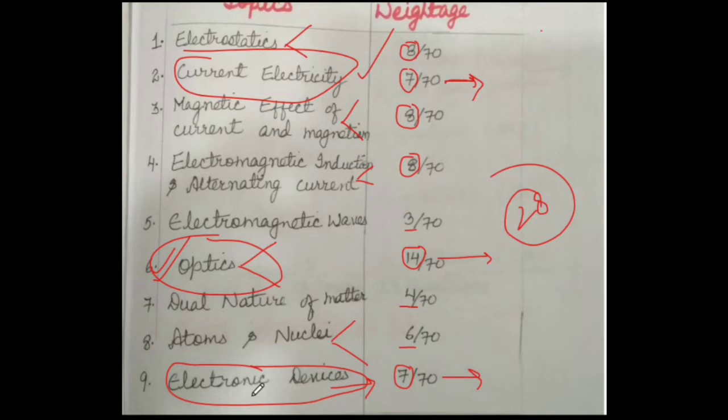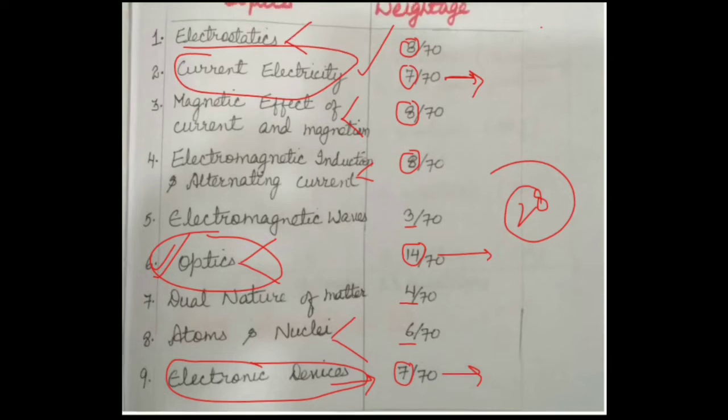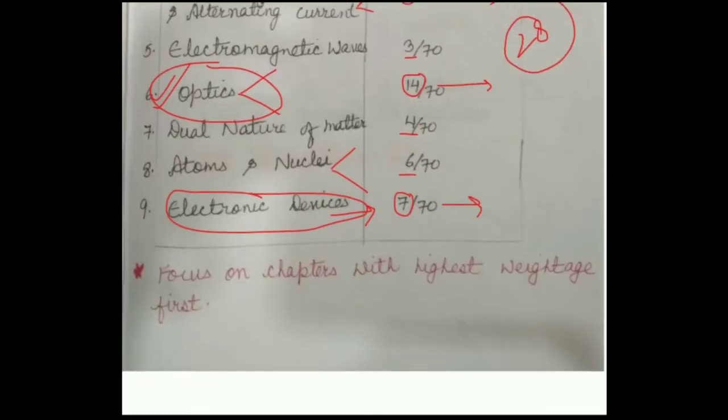And then after that, electrostatics 8 marks, magnetic effects 8 marks, electromagnetic induction 8 marks. Then the last two chapters 4 and 6 marks. Okay, so you must keep in mind the weightage of chapters. Focus on those chapters which have the highest weightage first, right?